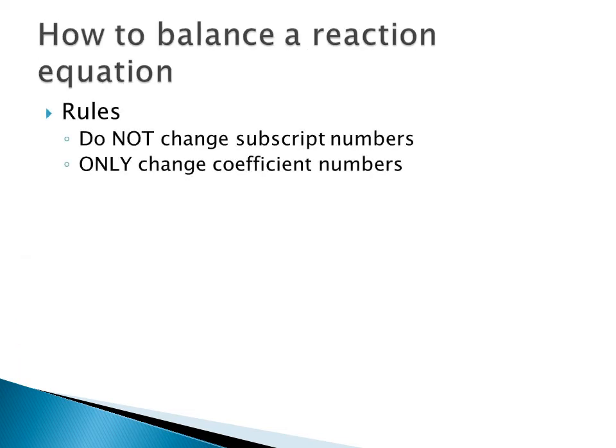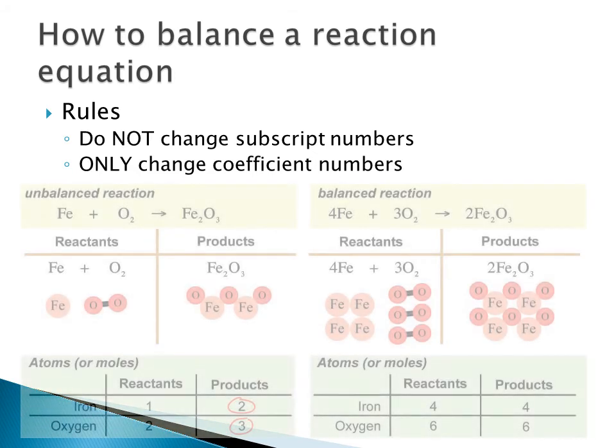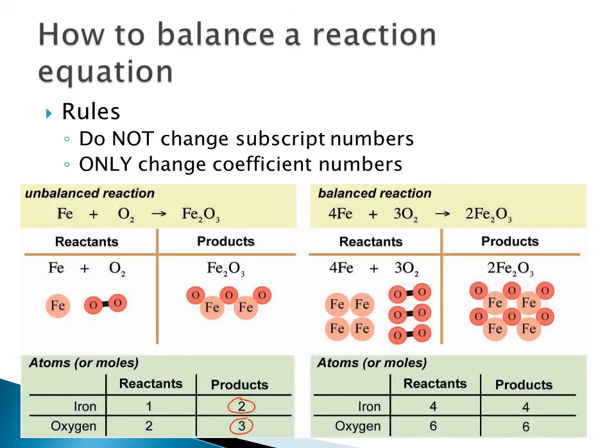Okay, so the rules for balancing a chemical reaction equation we're briefly covering now because we're going to spend several weeks on this later on. We do not change the subscript numbers because that's part of the chemical formula. If we change those little numbers, that would change the entire molecule that we had. We also can change how many we have of them. So we change those numbers out front. Those are called the coefficient numbers.